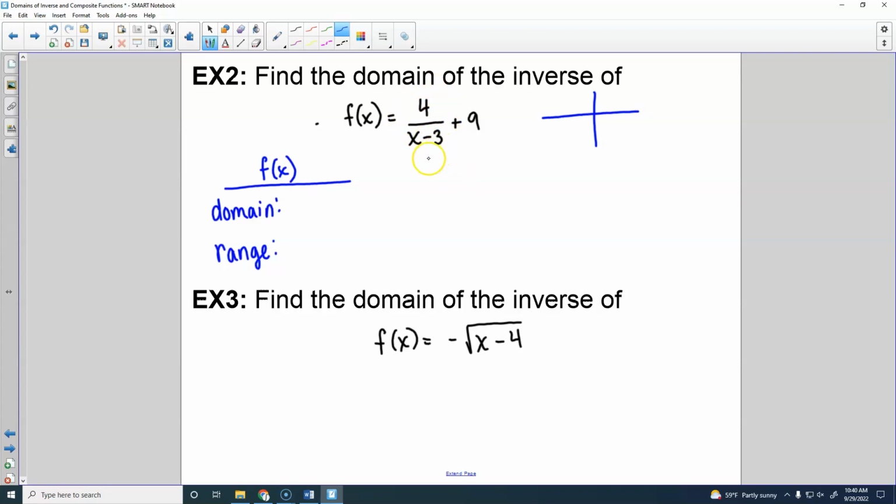The 3 right here is going to move us right 3. 9 is going to be up 9. So that vertical asymptote is going to move over here to 3. That horizontal asymptote will move up here to 9. So this is 3. No, right there is 9. And it will look like this.